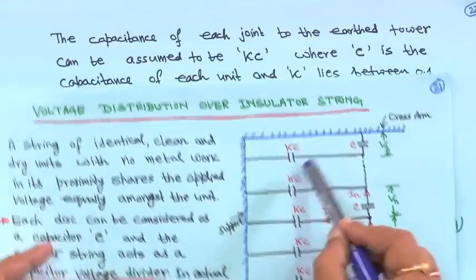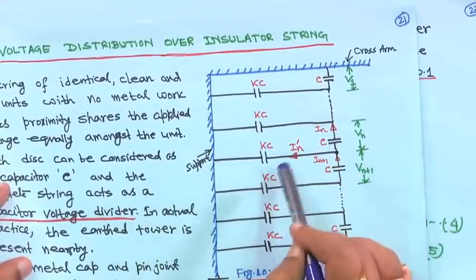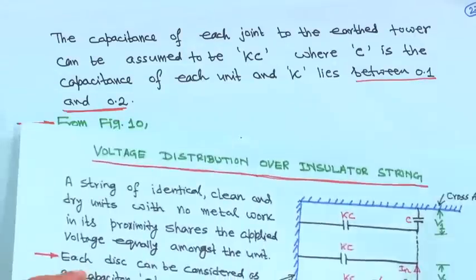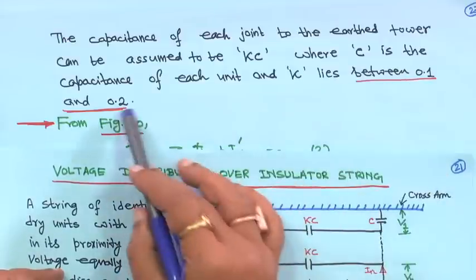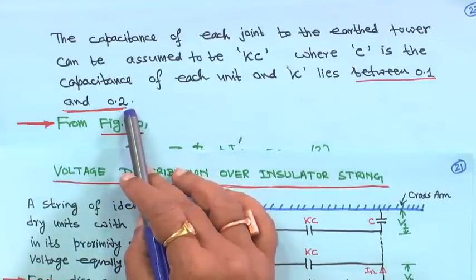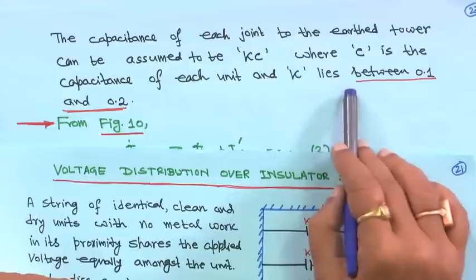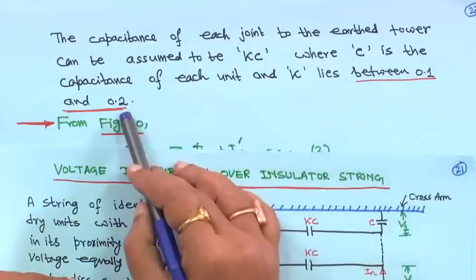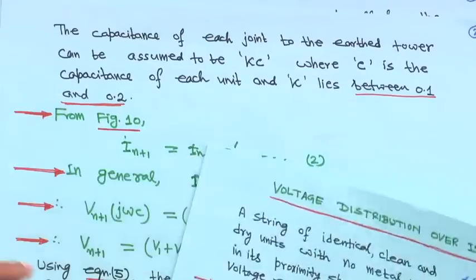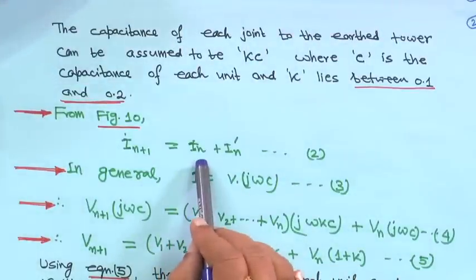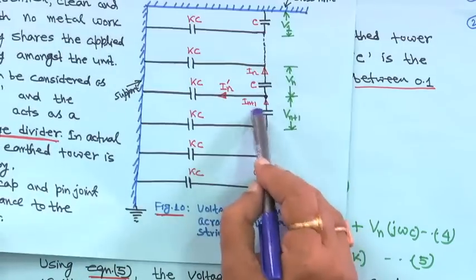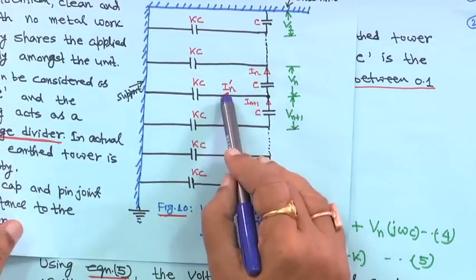That means, the capacitance of each unit to the earth tower can be assumed to be K c. K is lying between 0 and 1, right, where C is the capacitance of each unit. Here it is given that K lies between 0.1 and 0.2. Mathematically it is greater than 0 and less than 1, but in reality its value will be between 0.1 and 0.2, right. So, from this figure you can write I n plus 1 is equal to I n plus I n dash.